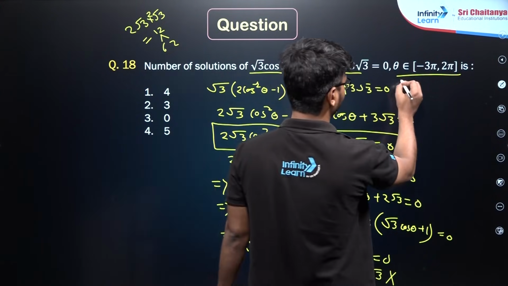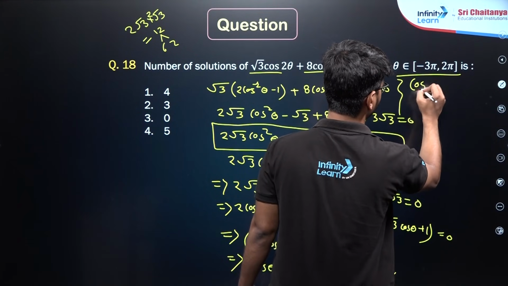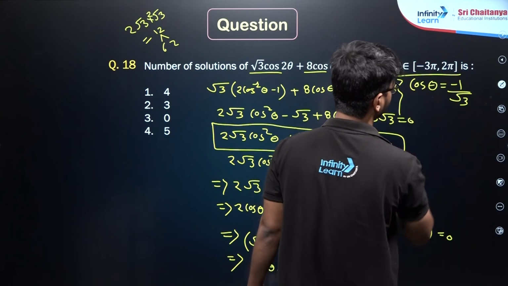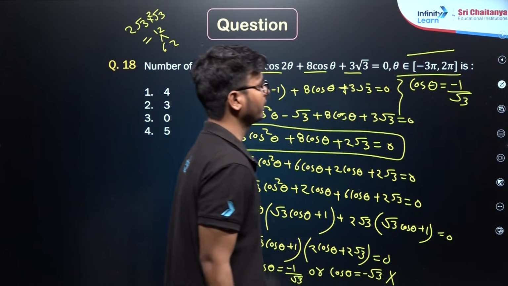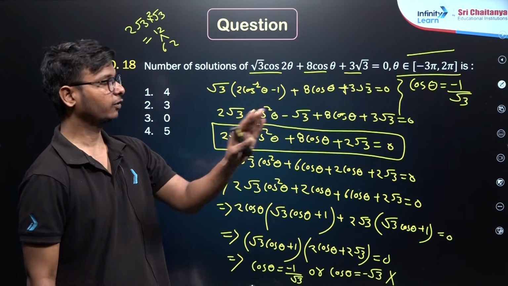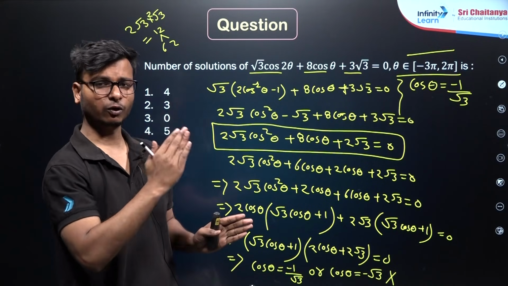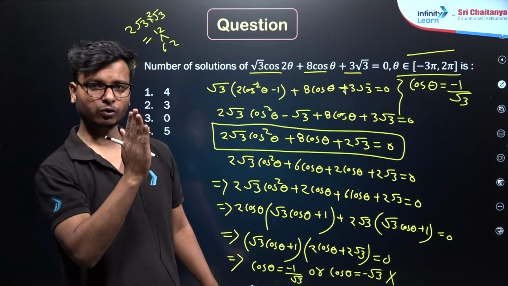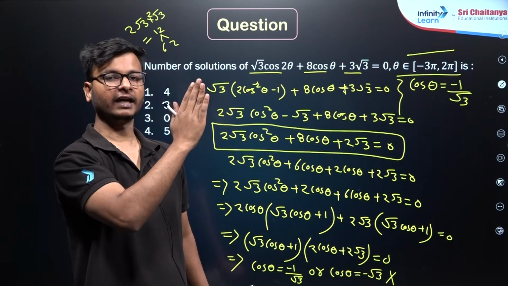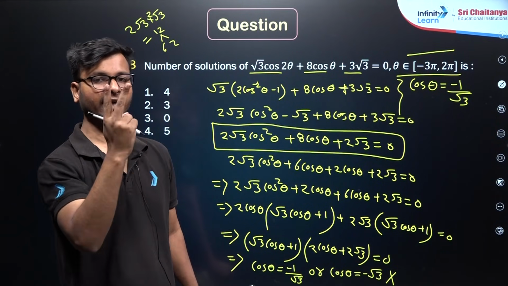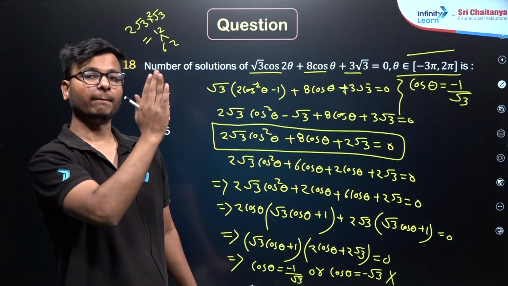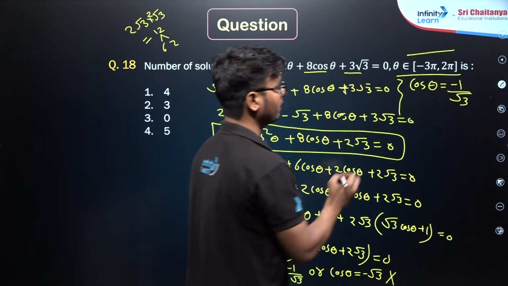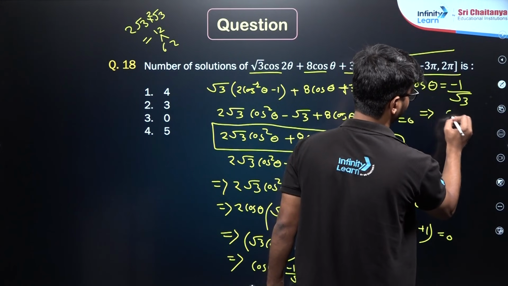So from here I am having finally that cos theta is equals to minus of 1 by under root 3, and we are having the given domain, that is minus 3 pi to 2 pi. So we know that between 0 to 2 pi we are going to have 2 values, okay, and between 0 to minus 2 pi, that is minus 2 pi to 0, we are going to have again 2 values, 4, and from minus 3 pi to minus 2 pi, again we are going to have 1 value. So total number of values 5.